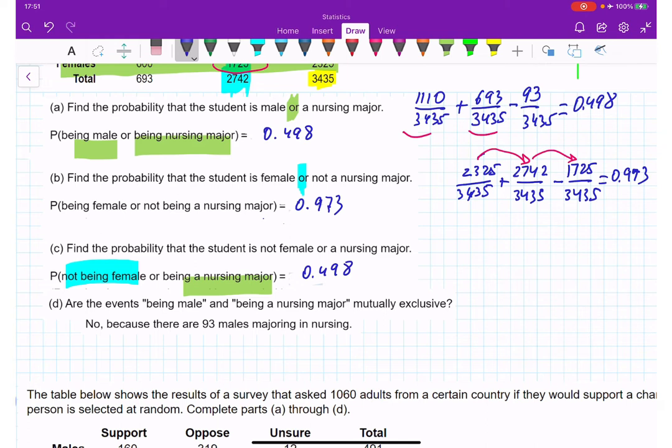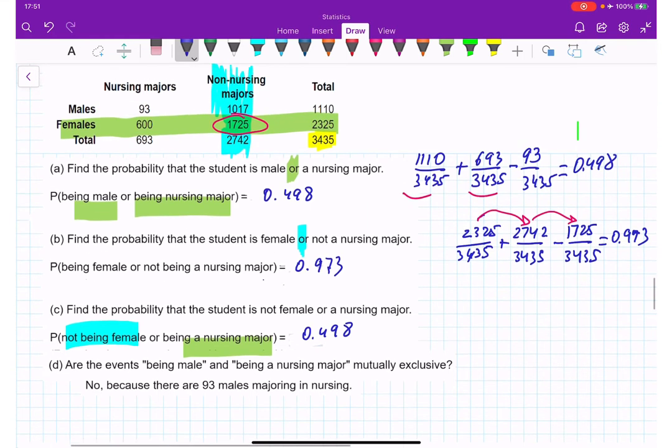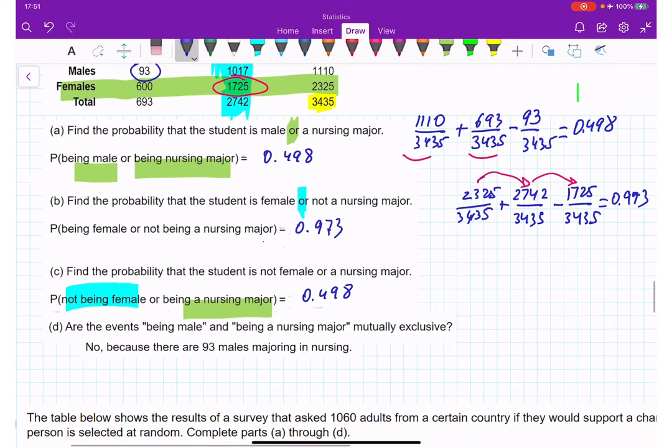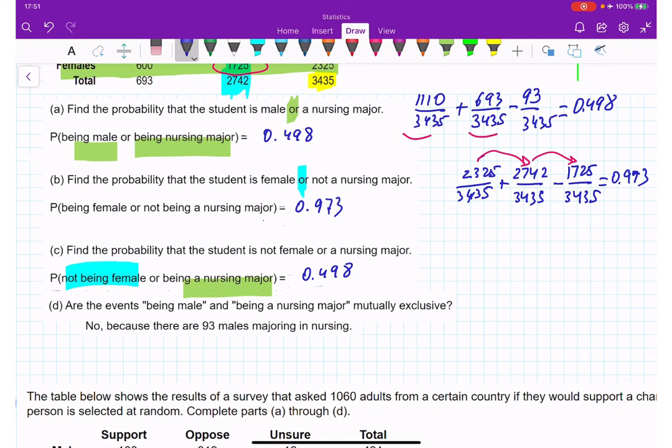Are the events of being male and being a nursing major mutually exclusive? Are they mutually exclusive, which means they can't be male and nursing major at the same time? Let's see. Male and nursing major. Yeah, they can, 93 of them like that. Which means no, they are not mutually exclusive, because there are 93 males majoring in nursing.